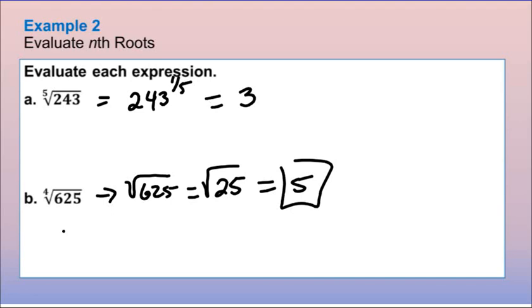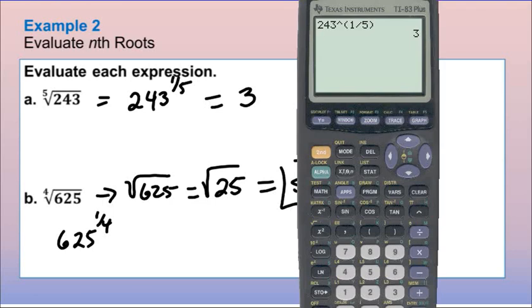Or you could also write this as 625 raised to the 1/4 power and use your calculator to solve that one. We can do 625 raised to the 1 divided by 4. It's important that you put your parentheses when you're using a TI-83, because otherwise it's going to raise it to the 4th power, or raise it to the 1st power, and then you're going to divide your answer by 4, and you'll get the wrong answer. There you can see the answer is 5.